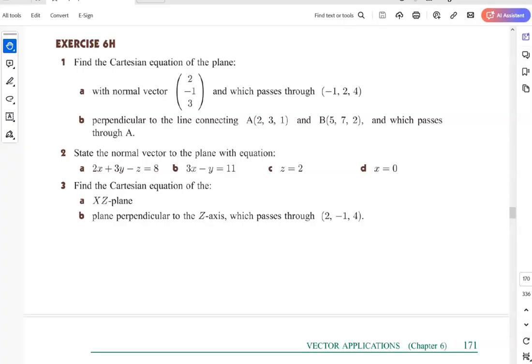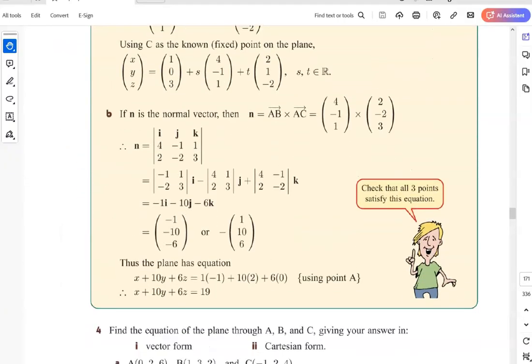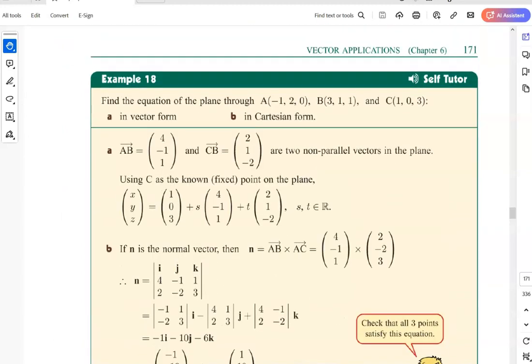Onward. And this is where a little bit of maths comes in. Find the equation of the plane that contains these 3 points.